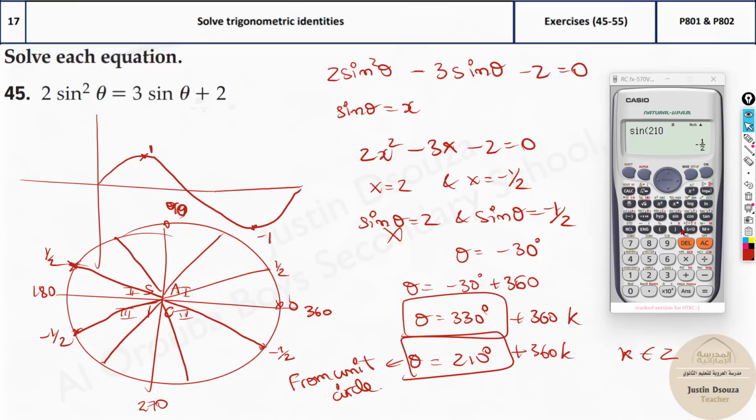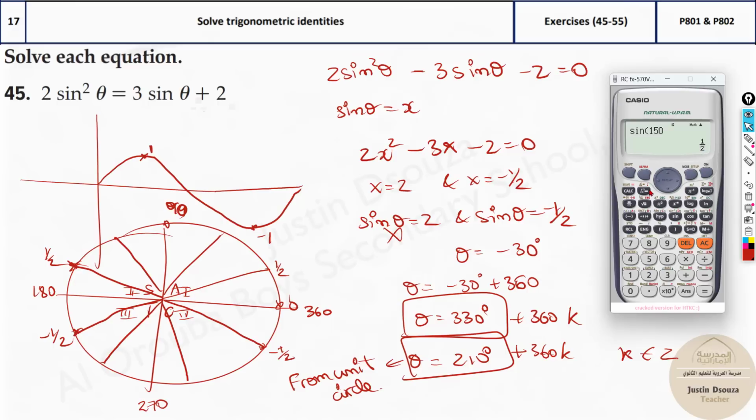See, sine 330 we can easily get from the calculator. Now you need to find when sine is negative half. You can try sine 30, no. Sine 60, no. Sine 90, no. Just multiples of 30. This might not work in all cases, but in many cases it will work.